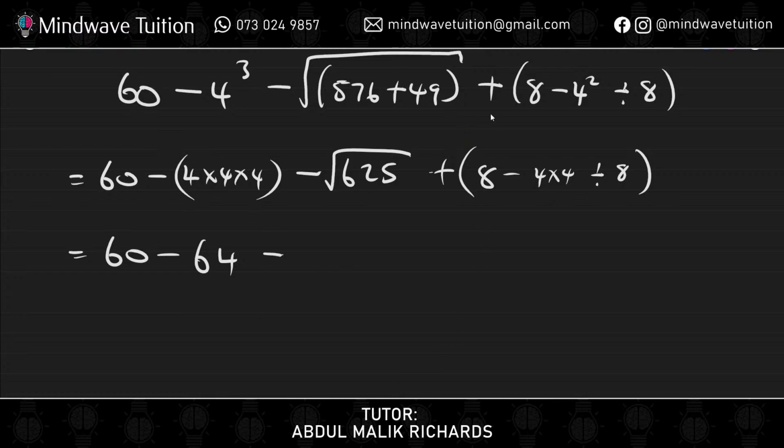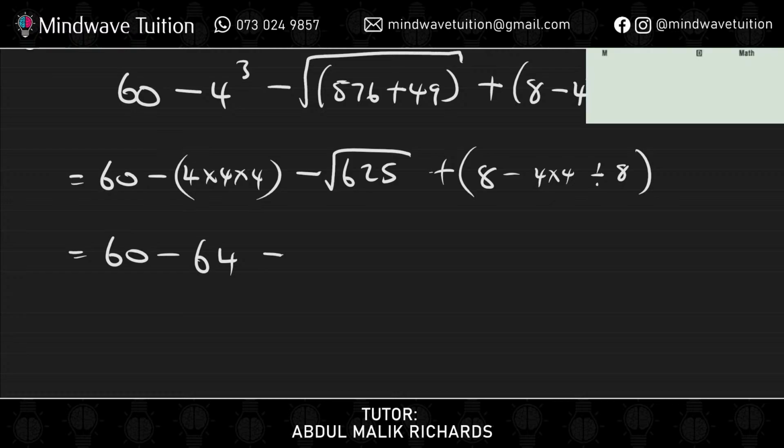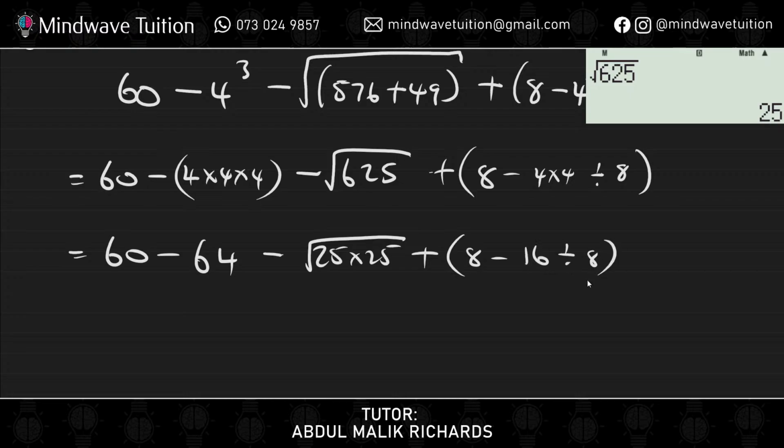That is quite a big number. The square root of 625 is, let's just use the calculator. So let's see what that's going to be. There we go. So the square root of 625 is 25. So this would then be 25 plus 8 minus 4 times 4 is 16 divided by 8.